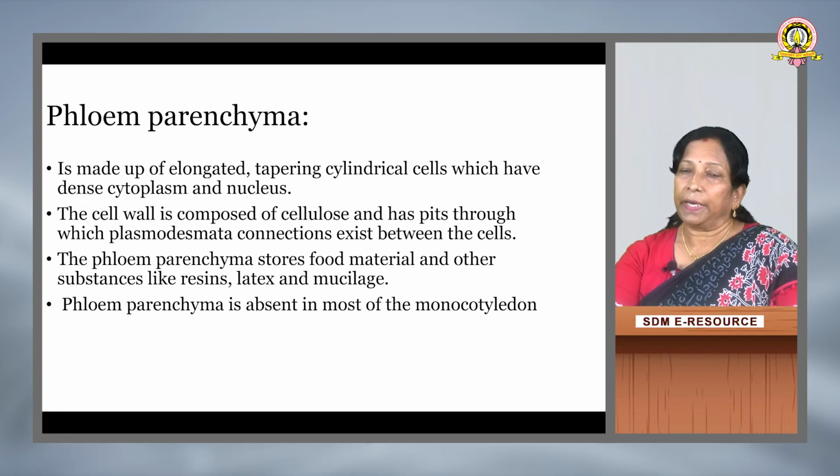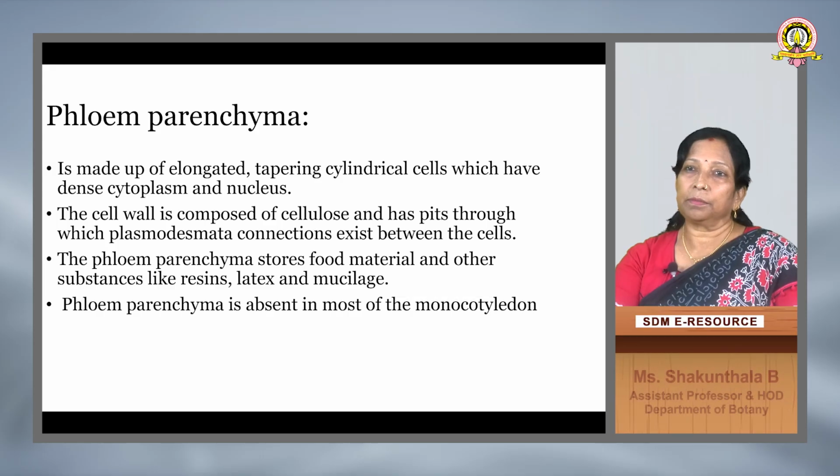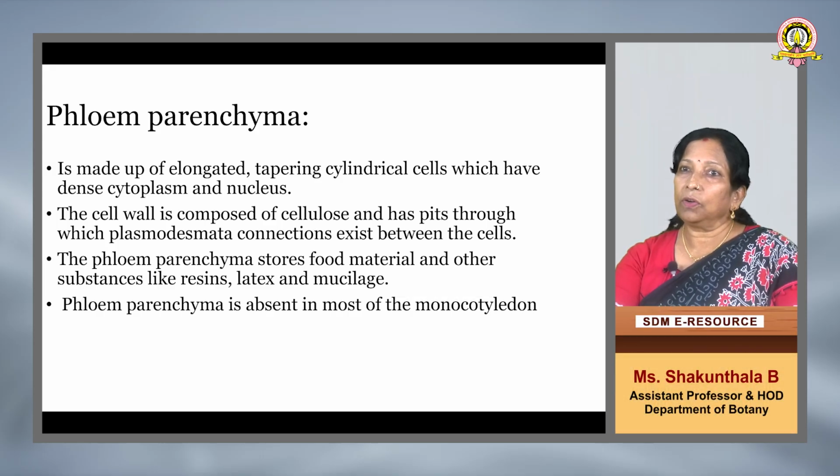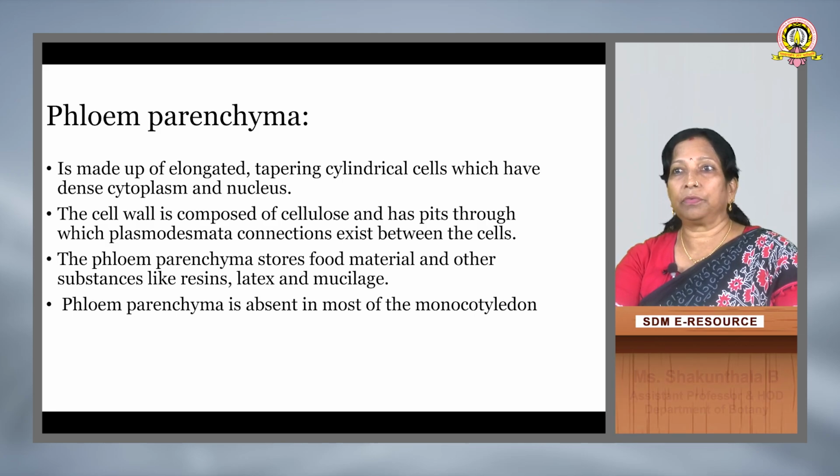Last one, phloem parenchyma. It is made up of elongated tapering cylindrical cells which have dense cytoplasm and nucleus. The cell wall is composed of cellulose and has pits through which plasmodesmata connections exist between the cells. The phloem parenchyma stores food material and other substances like resin, latex and mucilage. Phloem parenchyma is absent in most of the monocots.